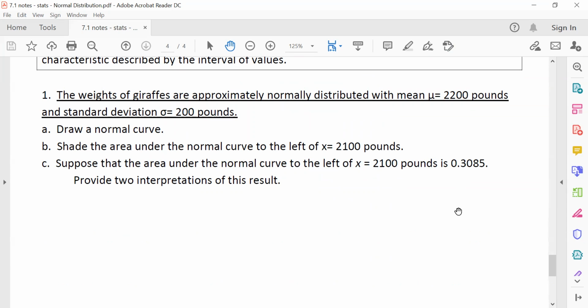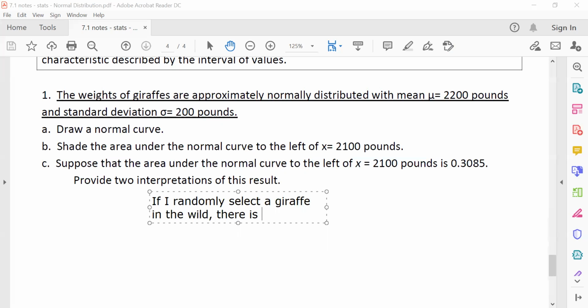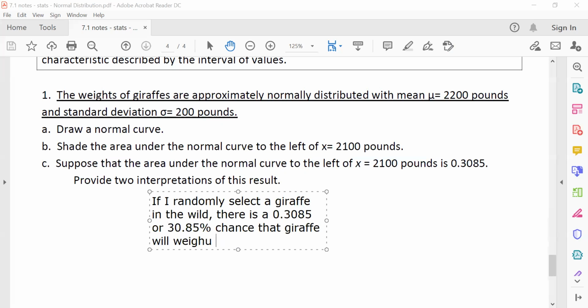What this means is that if I go out in the wild and I randomly select a giraffe, I don't know how you're going to randomly select one, but you could. If I go out in the wild and randomly select a giraffe, there's a 0.3085 chance that it will be under 2,100 pounds. So if I randomly select a giraffe in the wild, there is a 0.3085 or about a 30.85% chance that giraffe will weigh under 2,100 pounds.